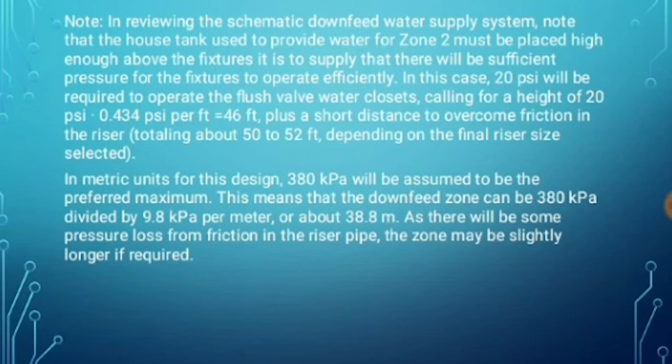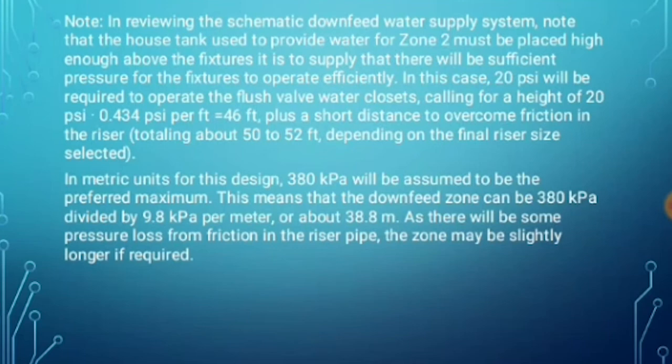Note, in reviewing the schematic downfeed water supply system, that the house tank used to provide water for zone 2 must be placed high enough above the fixture to supply that there will be sufficient pressure for the fixture to operate efficiently. In this case, 20 psi will be required to operate the flush valve water closet, calling for a height of 20 psi divided by 0.434 psi per foot, or 46 feet, plus a short distance to overcome friction in the riser.